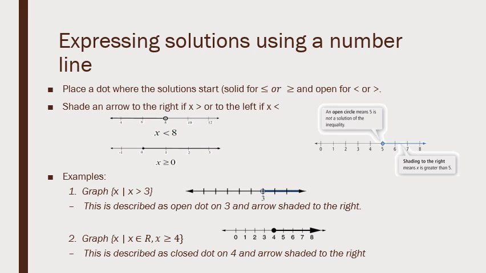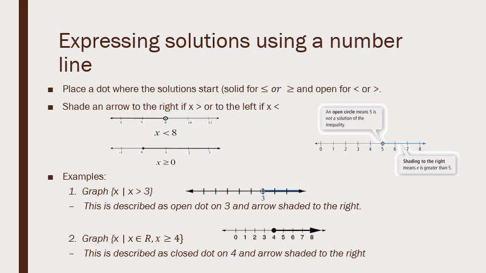So here's an example. Number 1, graph all x such that x is greater than 3. It shows an open circle on 3 because it's not actually included, and an arrow shaded to the right. This is described, if you have to write this out, since you're not going to be able to draw these for me unless you're going to upload your drawing. You would describe it as an open dot on 3 and an arrow shaded to the right.